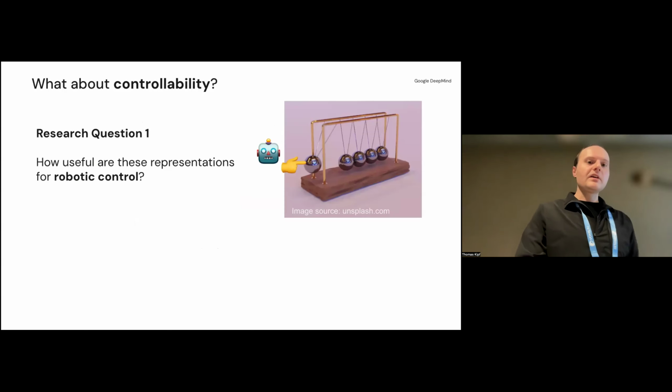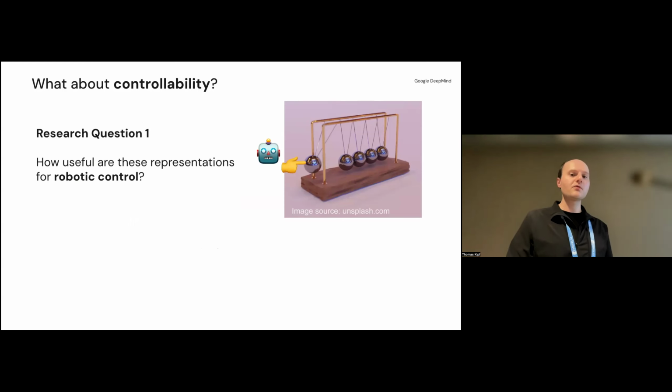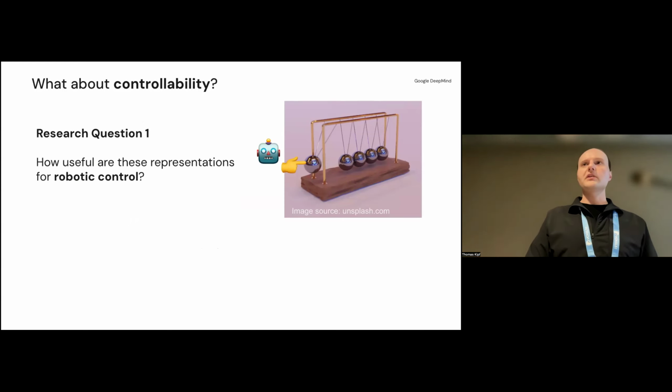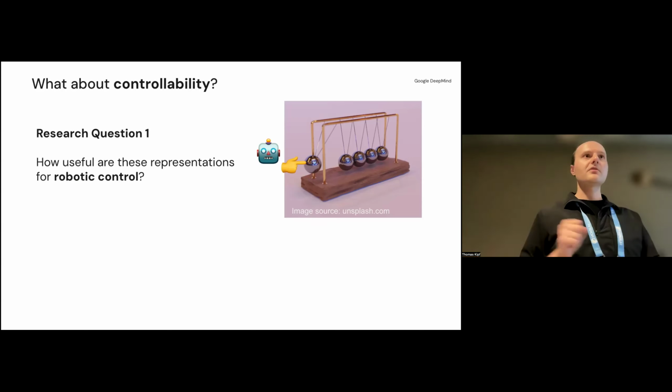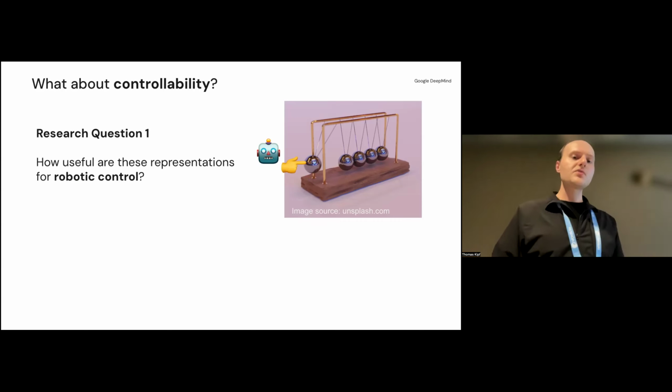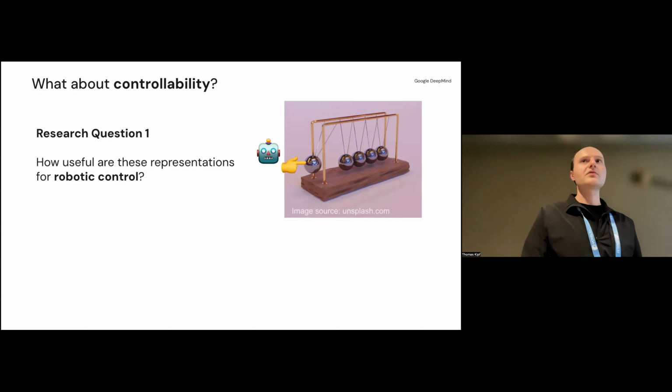So the main reason we're here, of course, is robotics and control. And so the questions I want to ask in the rest of my talk are really about controllability. The first question I think is really important is how useful are these representations actually for robotic control? We often make this assumption, okay, we humans think in terms of objects and causal representations, but how useful are they really for robotic control?